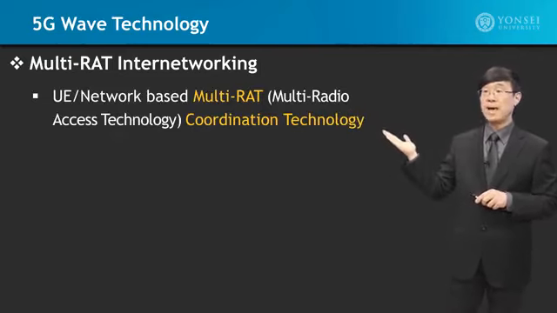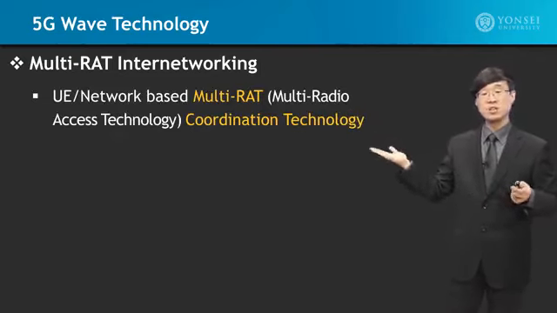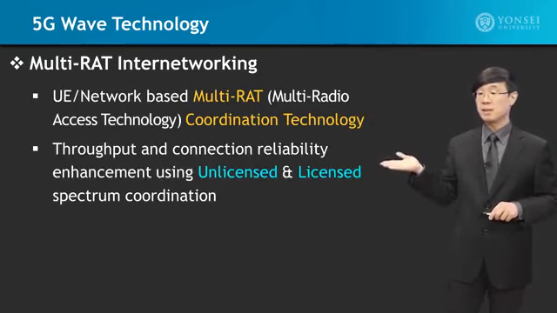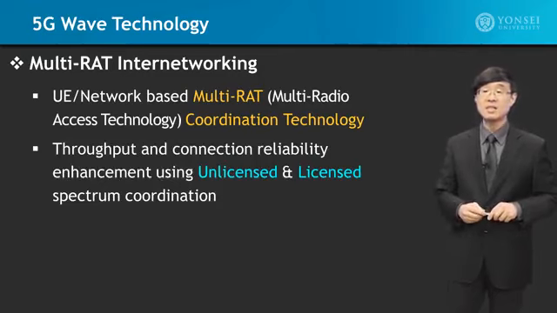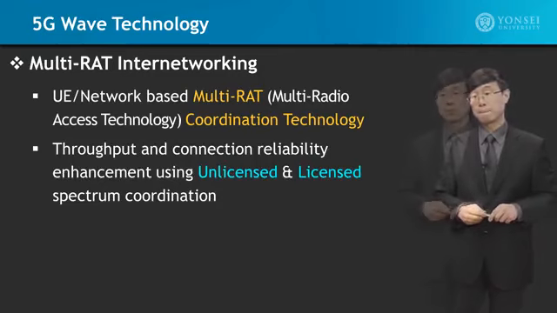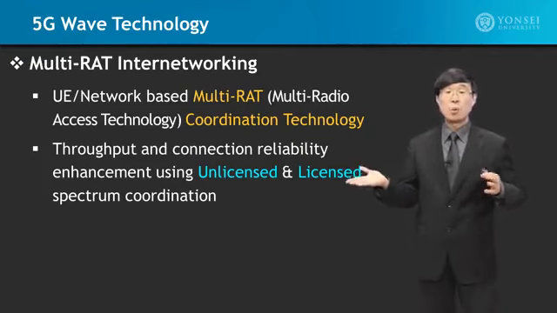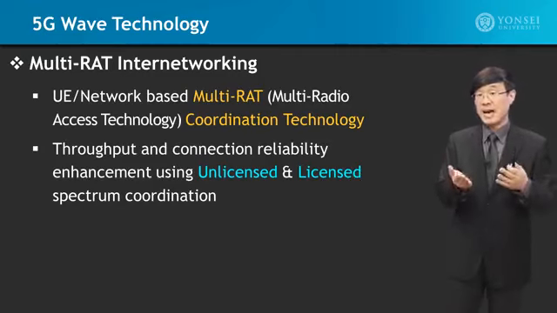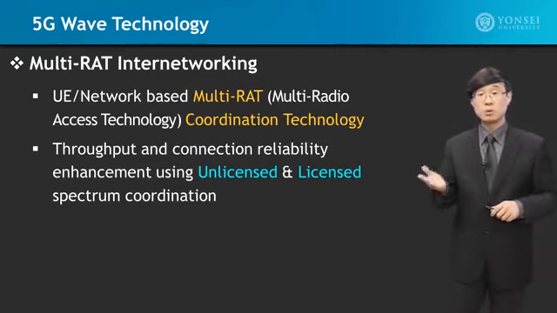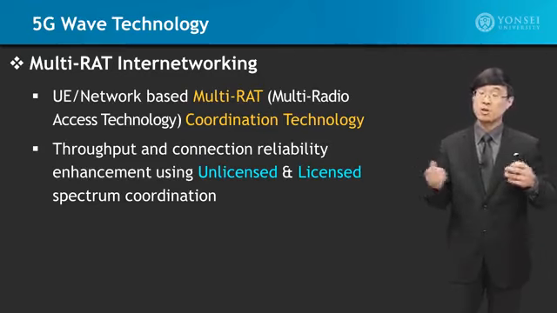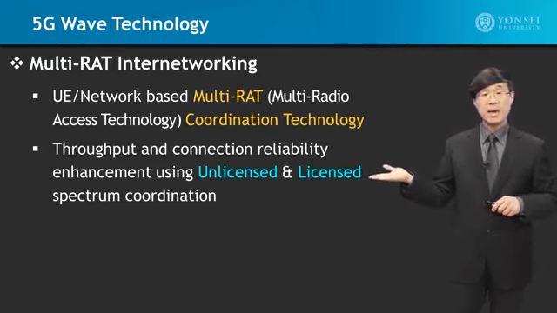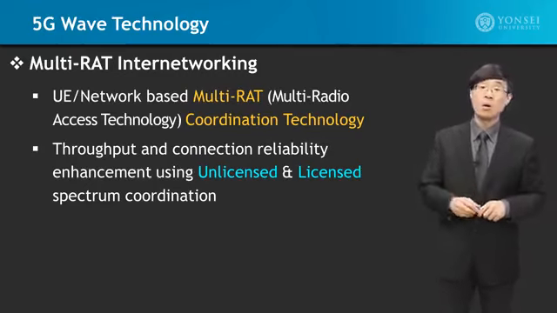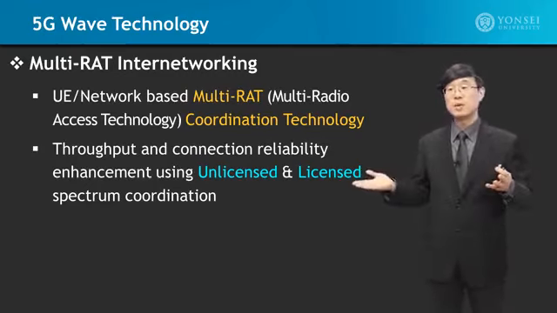So the UE and the network-based multi-RAT coordination technology is definitely needed. Throughput and connection reliability enhancement using licensed and unlicensed spectrum coordination is required. Unlicensed, what do you mean? Well, think of it like this. For the 2.4 gigahertz band, which is the ISM band, which is used for Bluetooth, Wi-Fi, Zigbee, and other devices, this unlicensed band, as well as the licensed band, which are dedicated for LTE or 5G communications, you need spectrum coordination.